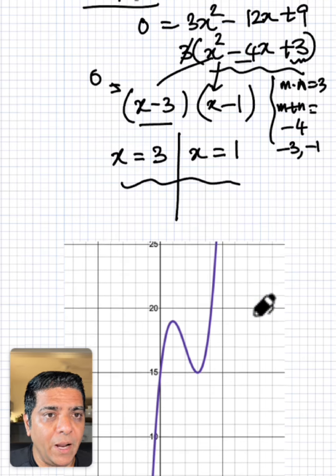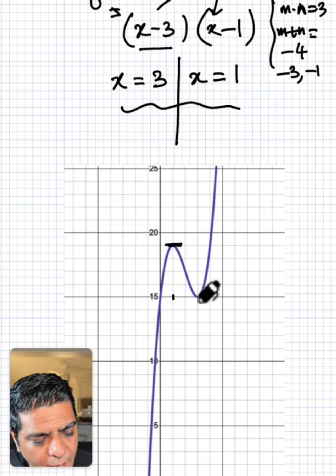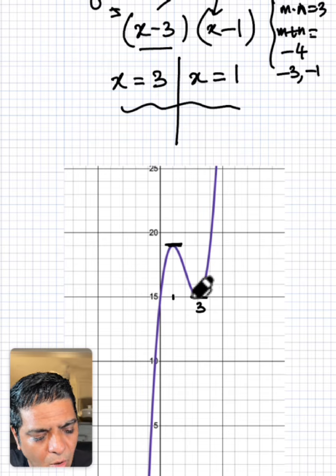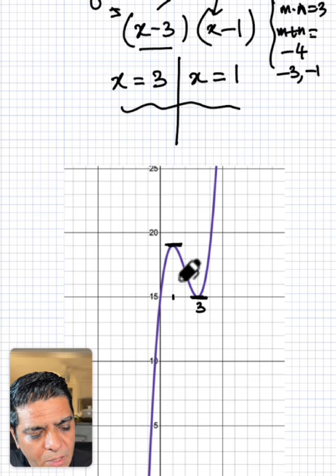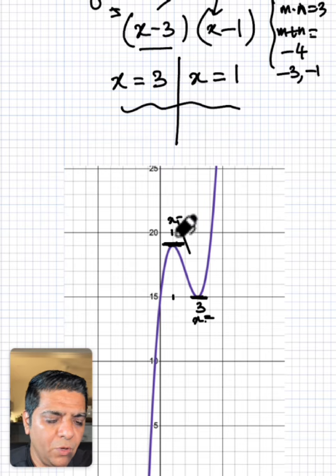So let's take a look at our graph. x is 3 and x is 1. This is x equals 1. See, the slope is 0. At x equals 3, the slope is also 0 for this original function. So this is at x equals 1 and x equals 3. You see the slope is basically a horizontal line, so it's going to be 0.